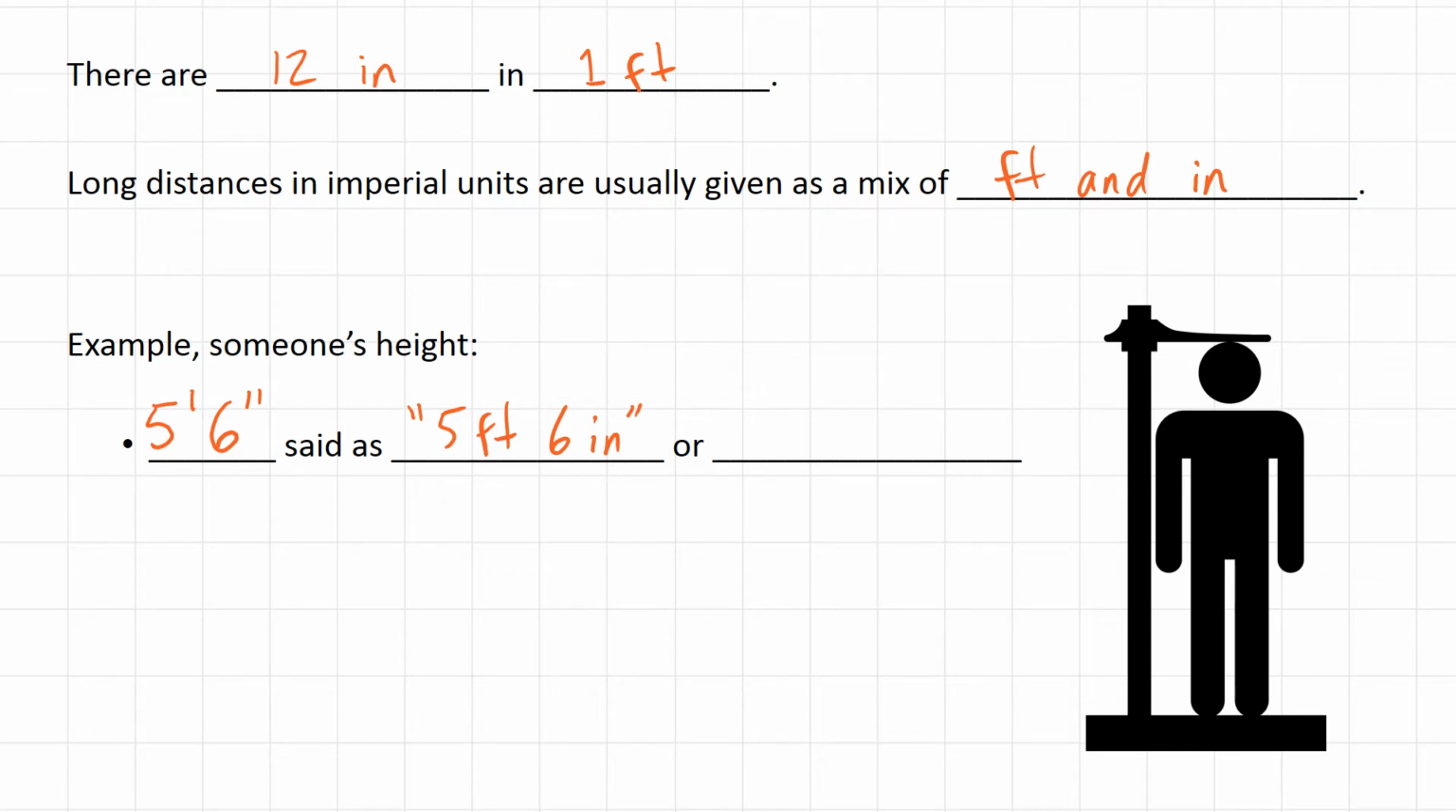Or we might say that as 5'6". And then we're implying 5'6" is 5 feet 6 inches tall.